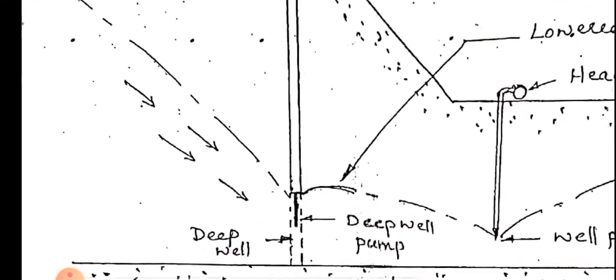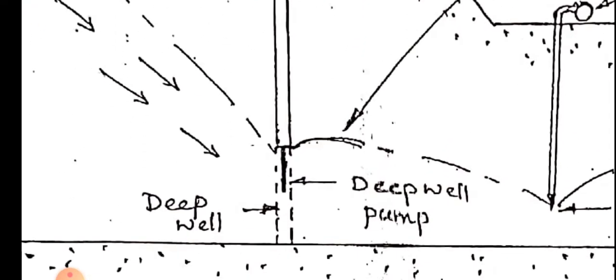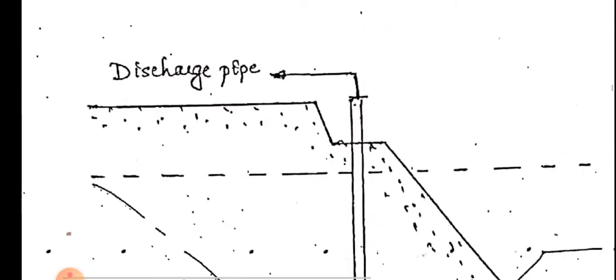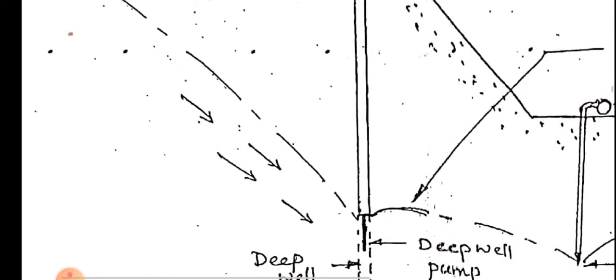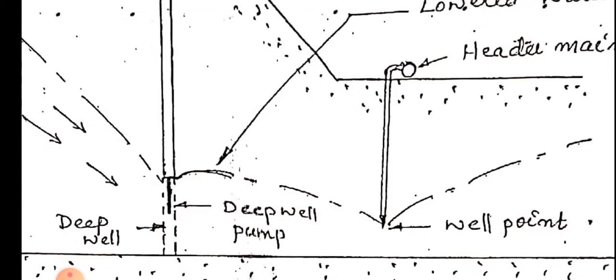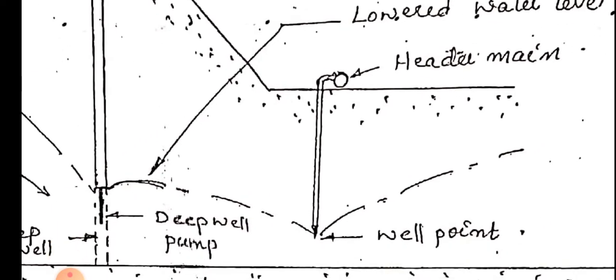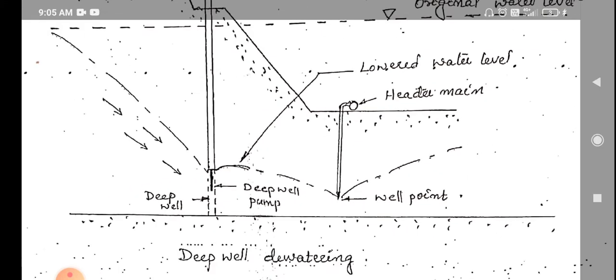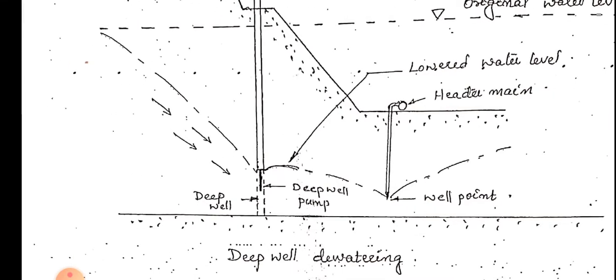This is the deep well. Here it uses a submersible pump. Initially the water table is here, and after using this deep well pump, what happens? The water table gets lowered to here. Again, this water table can be lowered by using a well point system at the bottom of the excavation. I hope you understand. So the water table can be lowered to a greater depth by combining the deep well and the well point.